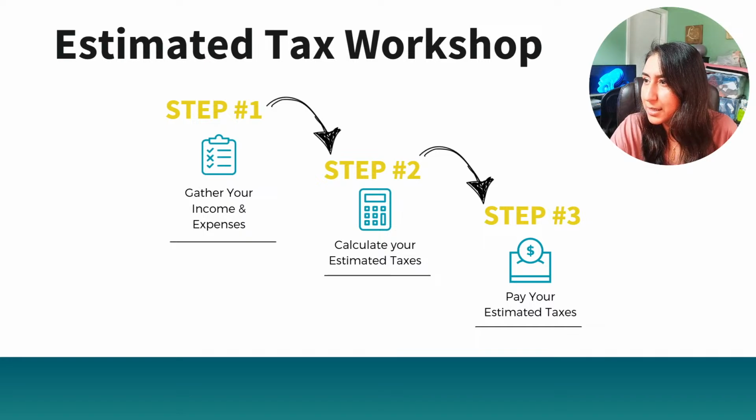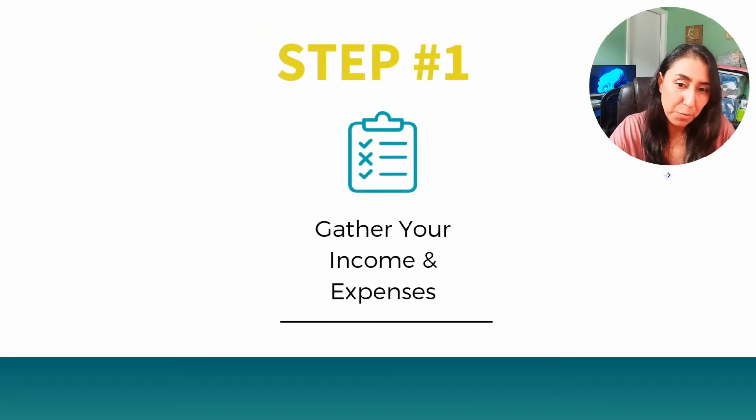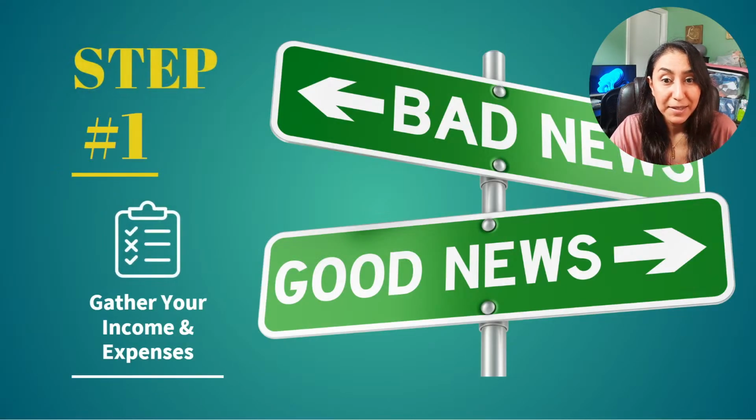All right. Step 1, gather your income and expenses. Step 2, calculate your estimated taxes. Step 3, pay your estimated taxes. So we're going to go through all these steps, step by step. I'm going to show you my screen. We're going to go through this. So step 1, gathering your numbers.